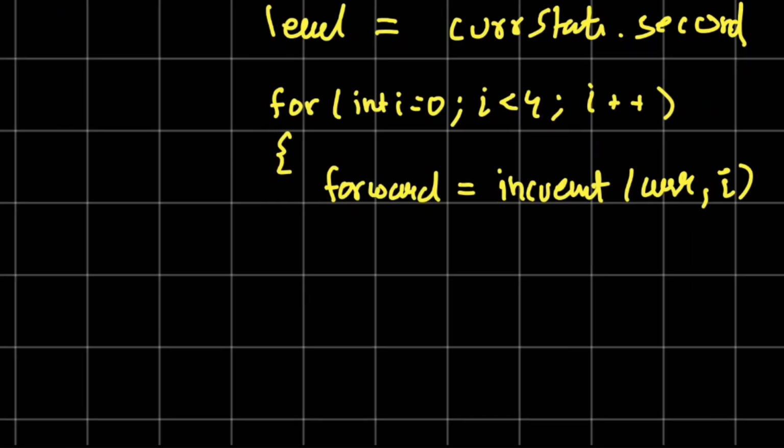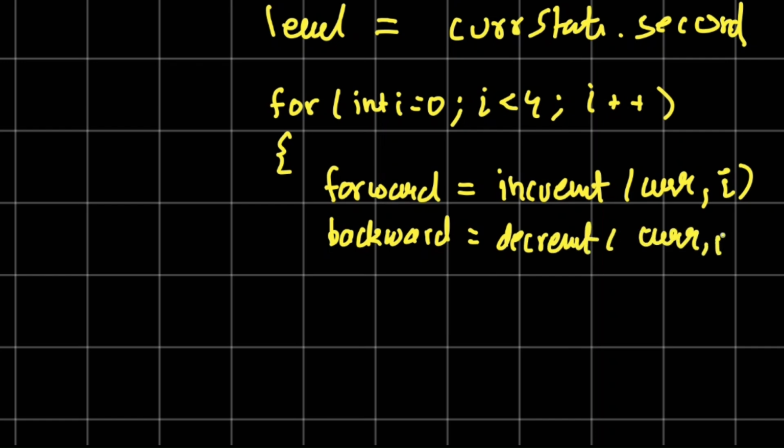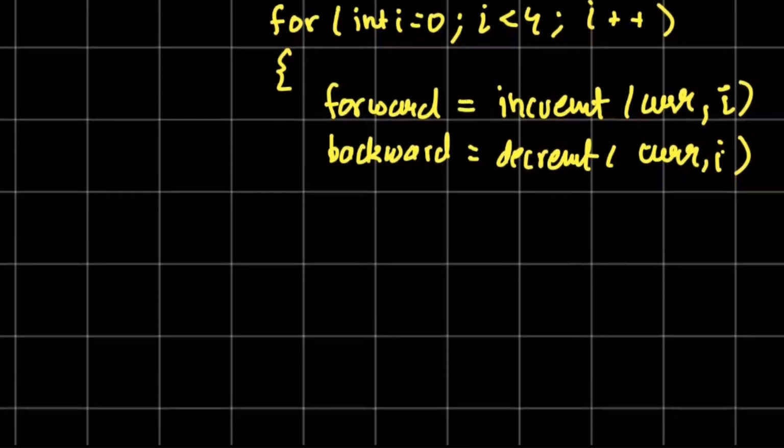Okay, our second string will be, say, backward. We move the dial backwards, so it will be decrement, and it will be current comma i. Similarly, it will decrement the dial value.